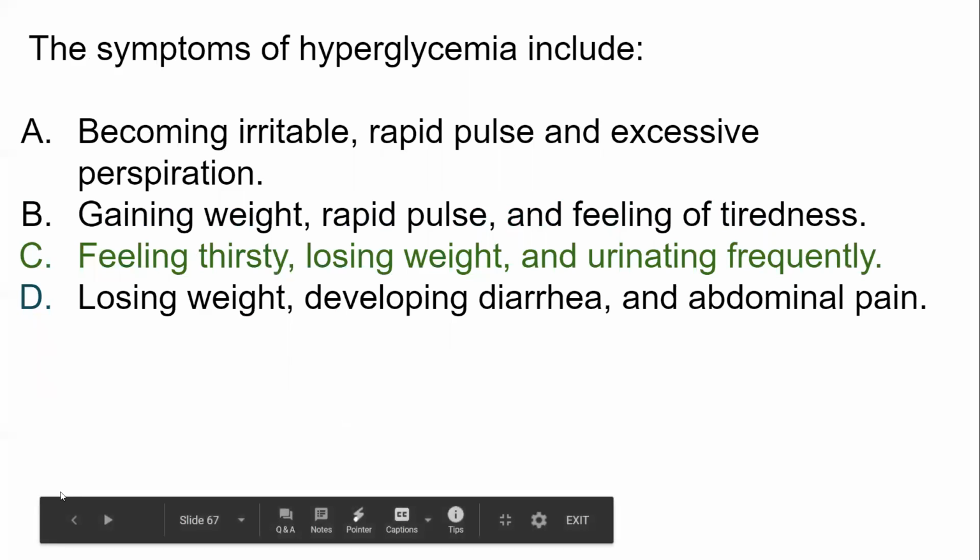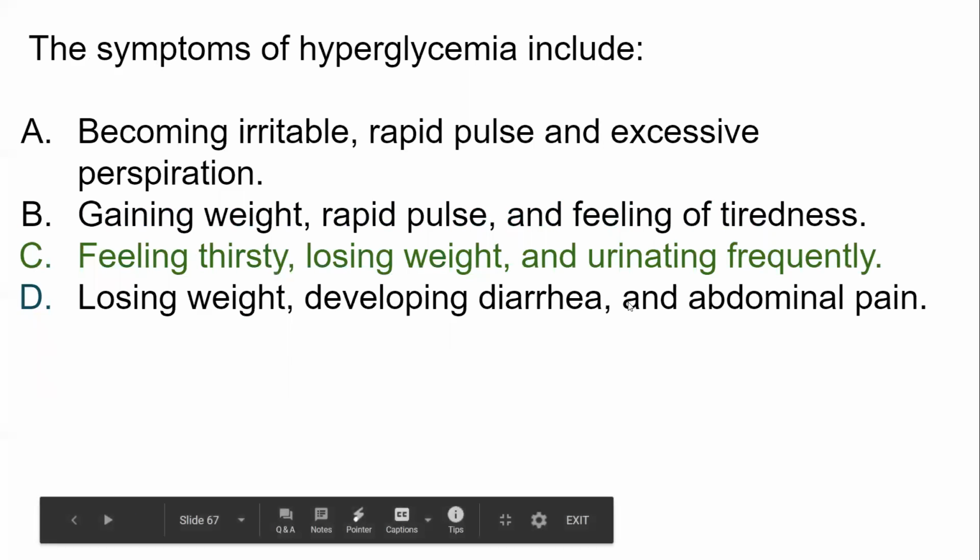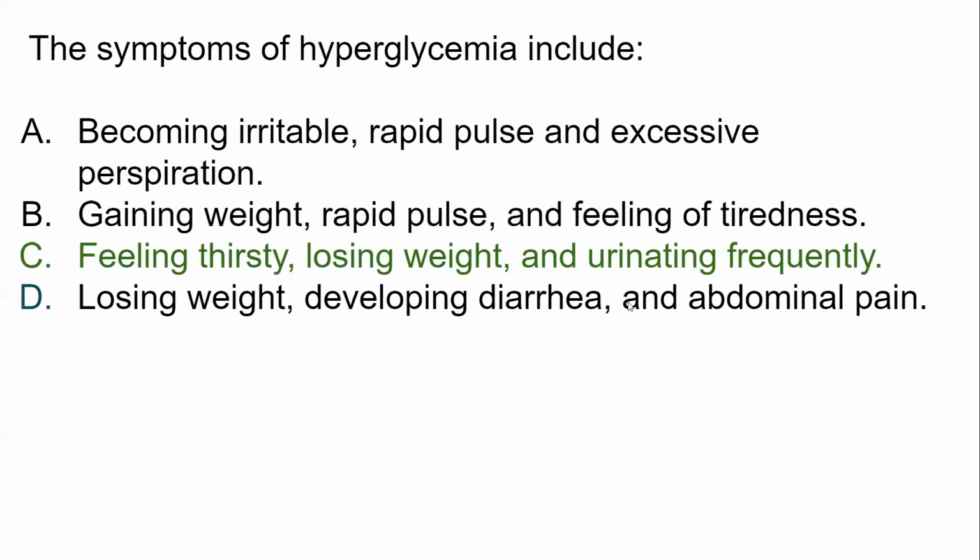Okay. And it looks like we have 2 questions here. Let's take a look at our last one. The symptoms of hyperglycemia include, we have 4 choices. A, becoming irritable, rapid pulse, and excessive perspiration. B, gaining weight, rapid pulse, and feeling of tiredness. C, feeling thirsty, losing weight, and urinating frequently. Or D, losing weight, developing diarrhea, and abdominal pain. The correct answer, as you can see, is C. Hyperglycemia signs would be feeling thirsty, losing weight, and urinating frequently.